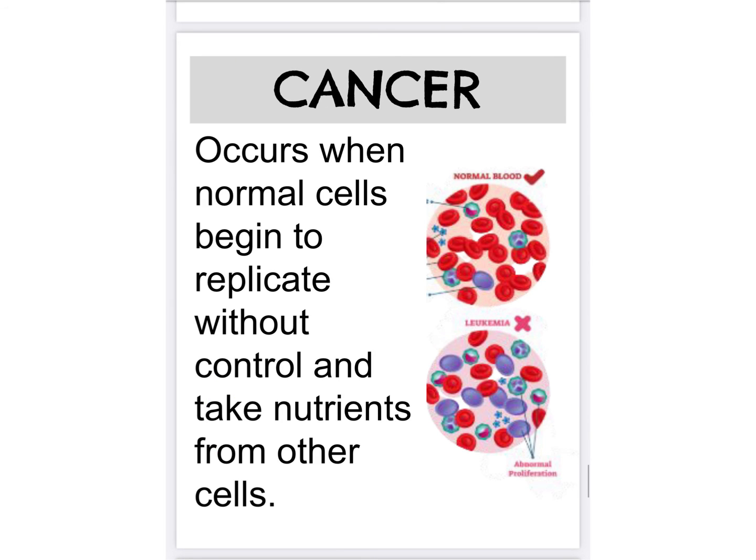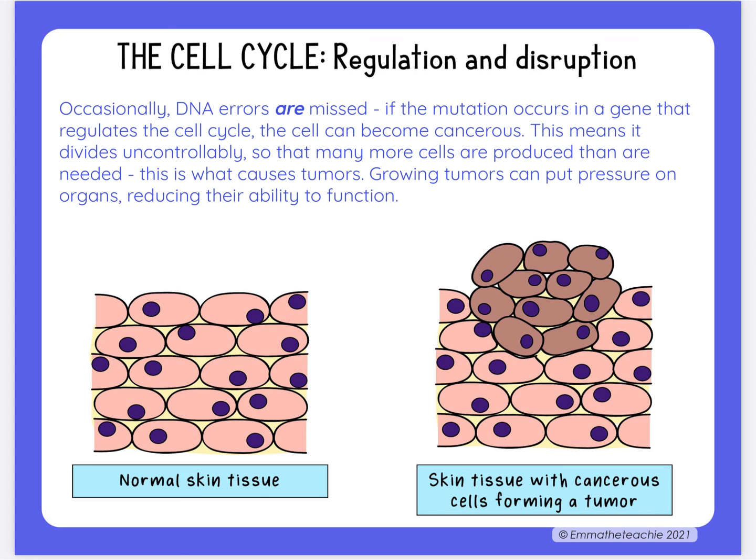And then cancer occurs when normal cells begin to replicate without control, and they take nutrients from other cells. This is showing you an example of a cancer, which is leukemia. We have these abnormal white blood cells. Notice that they don't even look white in the picture. They just look like they're blue. But these are abnormal white blood cells that have replicated too many of them. And then I find this picture a little weird to see. When we have normal skin tissue and then we have that extra growth of cells, not taking cues from the environment, creating a tumor.